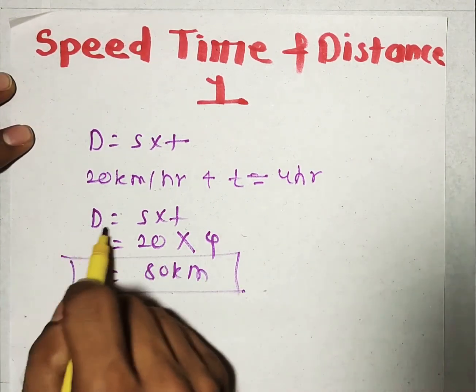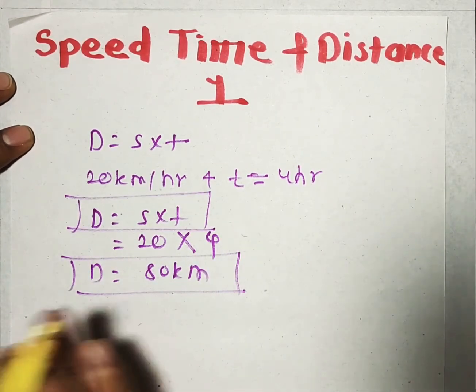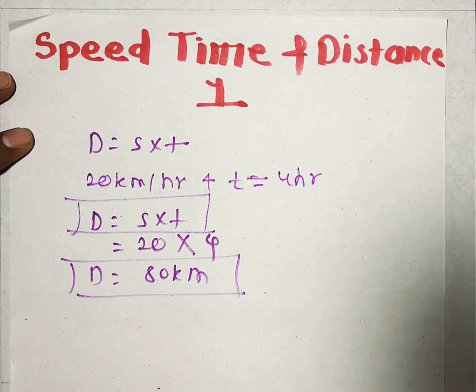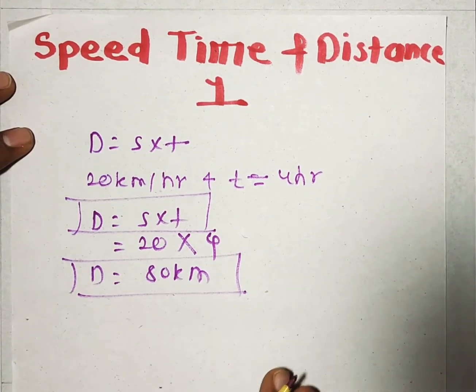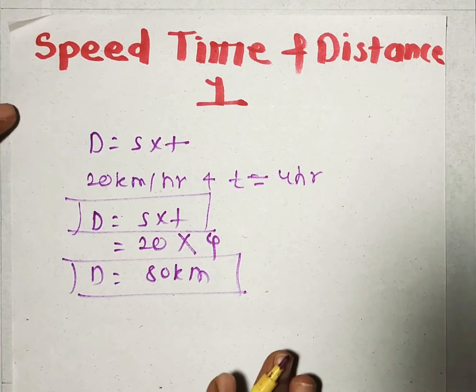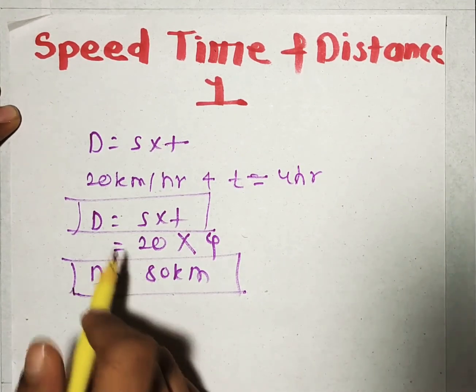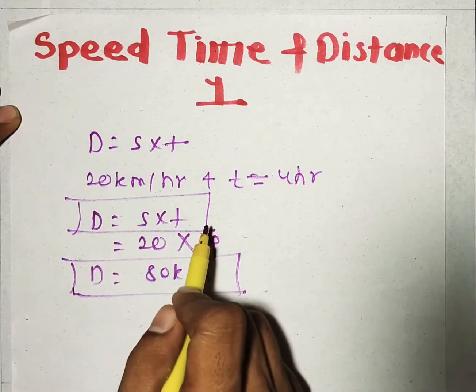This is a simple formula we learnt in school time: distance is equal to speed into time. That's why it came up. At least we should know this basic formula. Now let's see the different cases in speed, time and distance. This is a very important formula. Please remember it: distance is equal to speed into time.